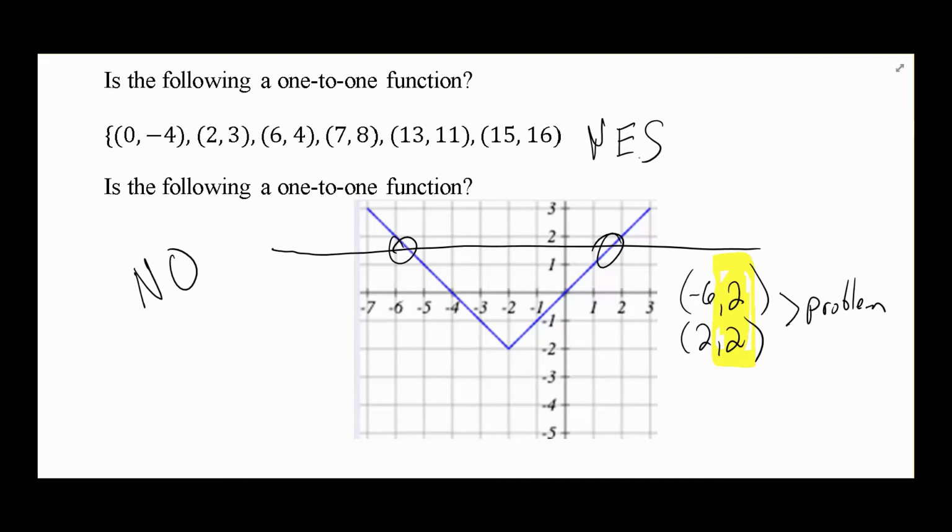But in the second graph with the horizontal line test, we could see, oh, well, not all of those y values are unique. I did get a couple y values more than once.